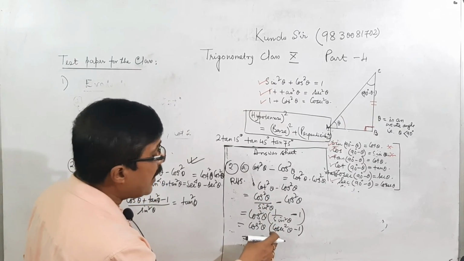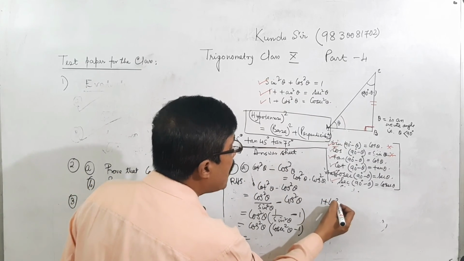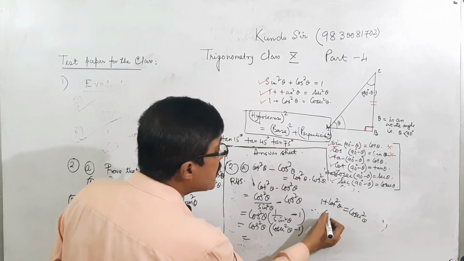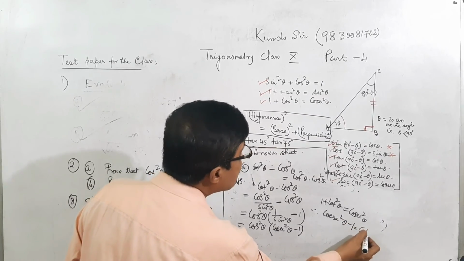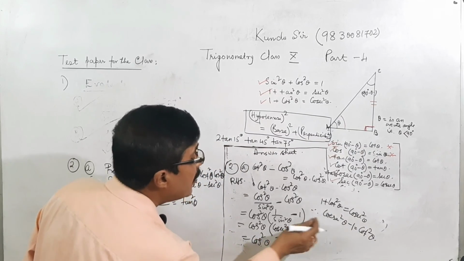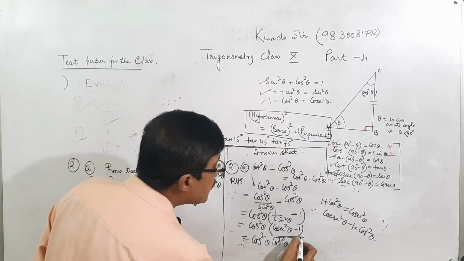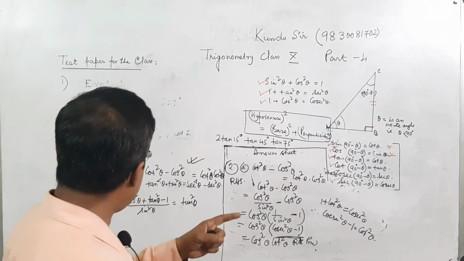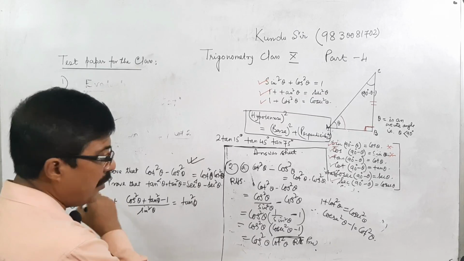Now we are taking the help of the identity 1 plus cot square theta equal to cosec square theta. Therefore cosec square theta minus 1 equal to cot square theta. Therefore we can write cos square theta into cot square theta, equal to the right hand side. Proved. Now I am concluding the class. In the next session, I will do problem number 2b and problem number 3. Thanks all of you.